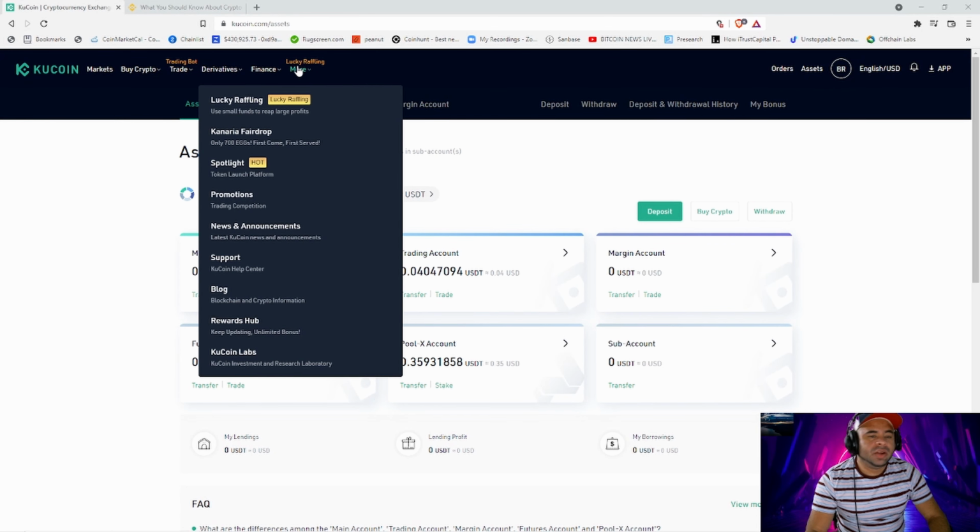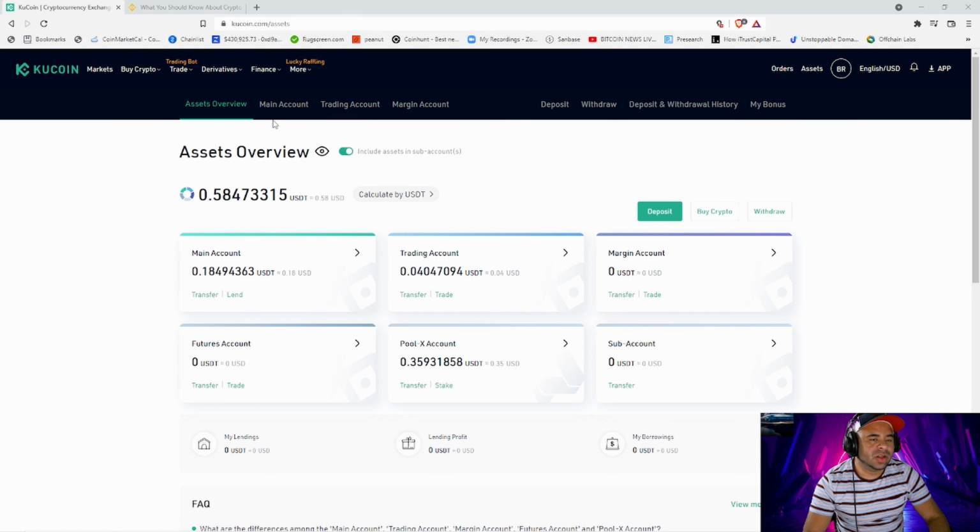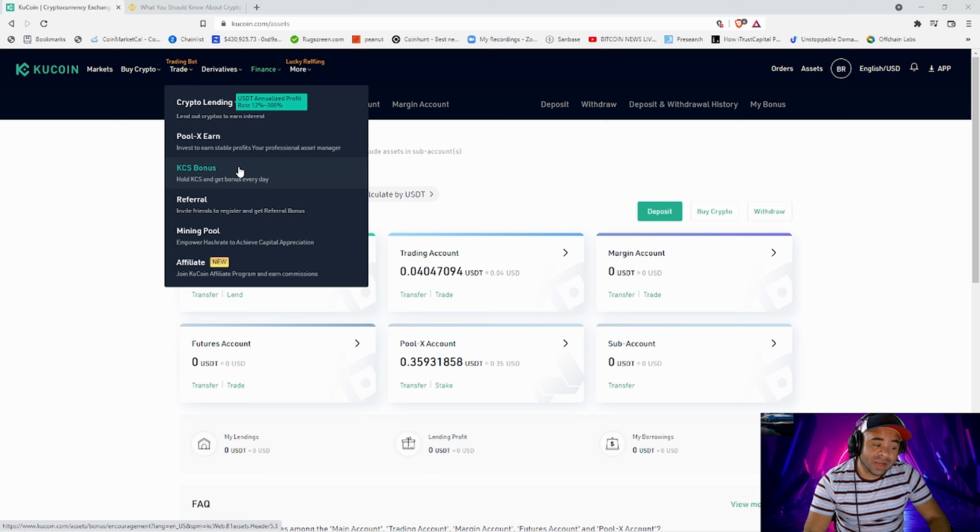All right, for the last part of the video, they do have financing, guys. So you can get crypto lending. You can borrow against crypto. You can get their PoolX tokens by utilizing and staking their token. They also have a KCS bonus, so it gives you buy and sell discounts as well as trading fee discounts, right? So if I'm doing futures, it's good to hold KCS, as well as if I'm buying and selling on the platform, it gives me discounts on my buys and sells, guys. They also have a referral, a mining pool, and affiliate link. So if you're an affiliate of them, obviously you get different perks and stuff like that. So that's always not a bad thing either.